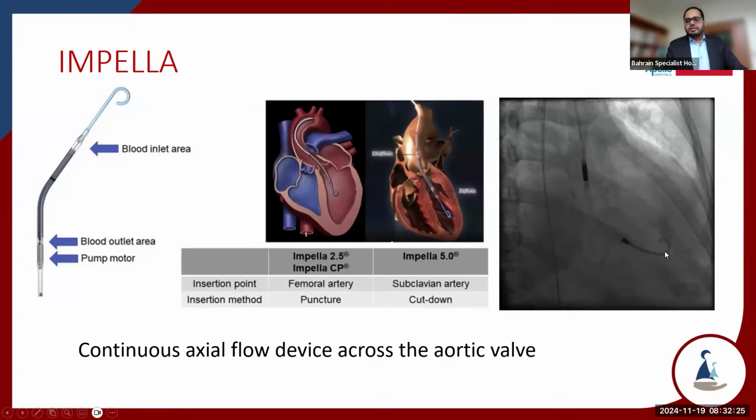On fluoroscopy, this is how it looks. So this tip is in the left ventricle, and this is the pump, and this is in the aorta. The larger Impella, which can take up to 5 to 5.5 liters output, is placed by a surgical cut down in the subclavian artery.